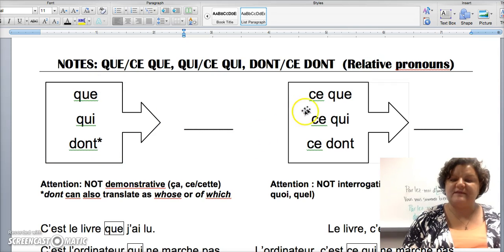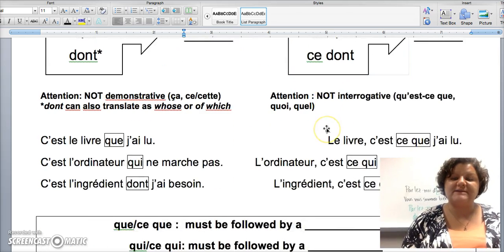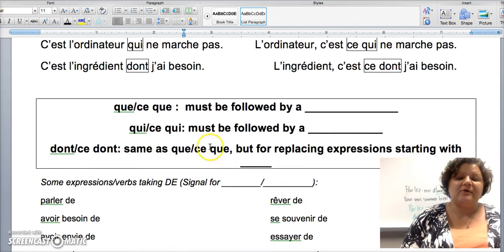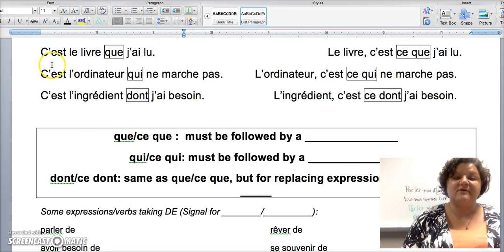They're used differently. And then ce que, ce qui, and ce dont all translate to the relative pronoun "what." So, "Le livre, c'est ce que j'ai lu." The book, it's what I read. "L'ordinateur, c'est ce qui ne marche pas." The computer, it's what doesn't work. Que or ce que are always going to be followed by a subject and then a verb. So, if you look back up, "c'est le livre que j'ai lu," I have a subject and a verb.